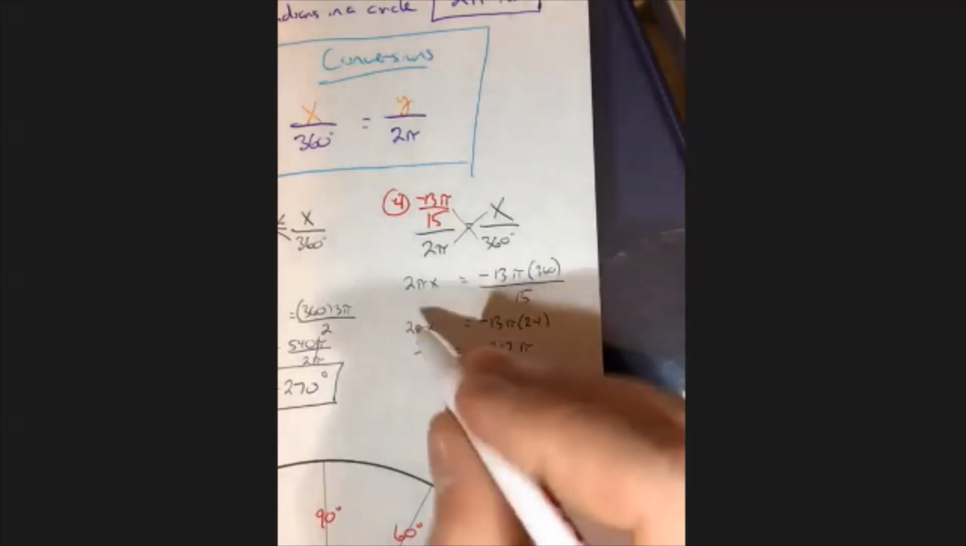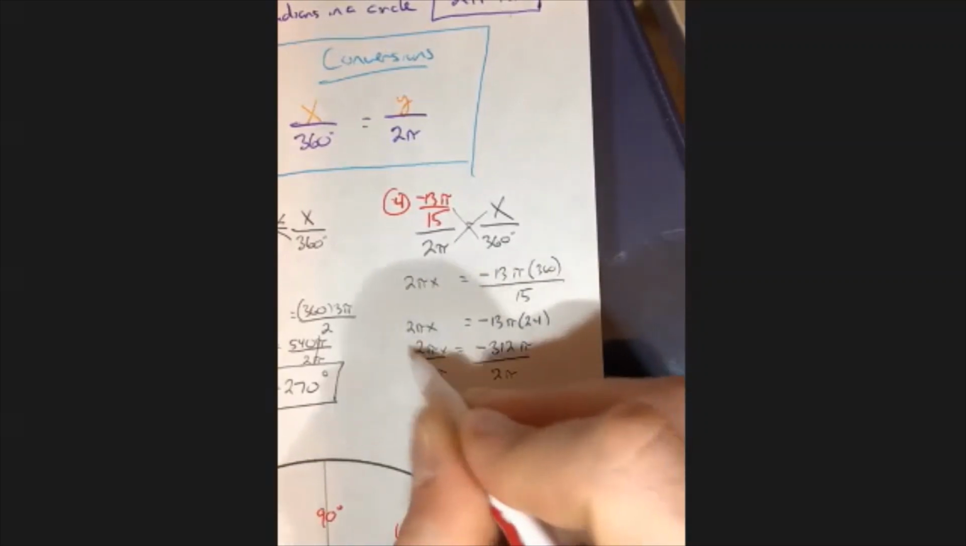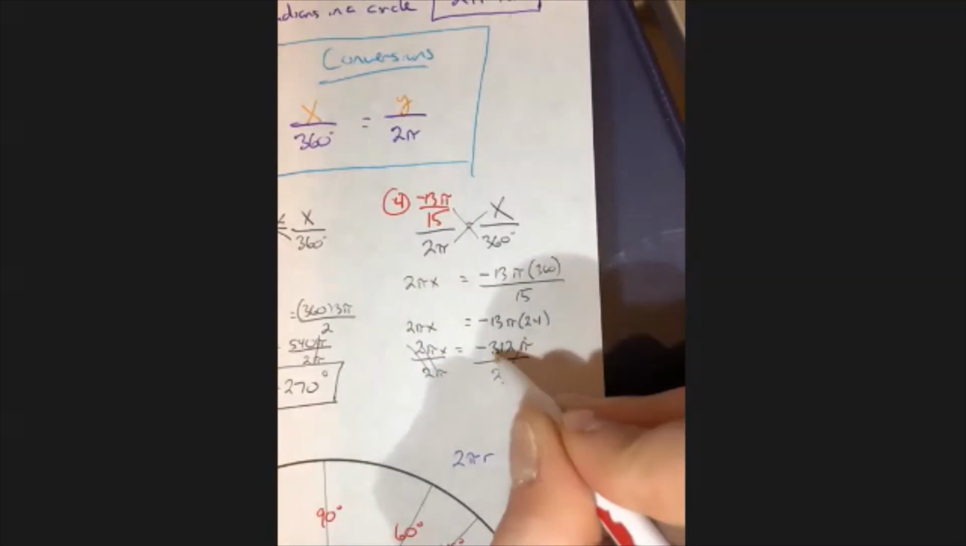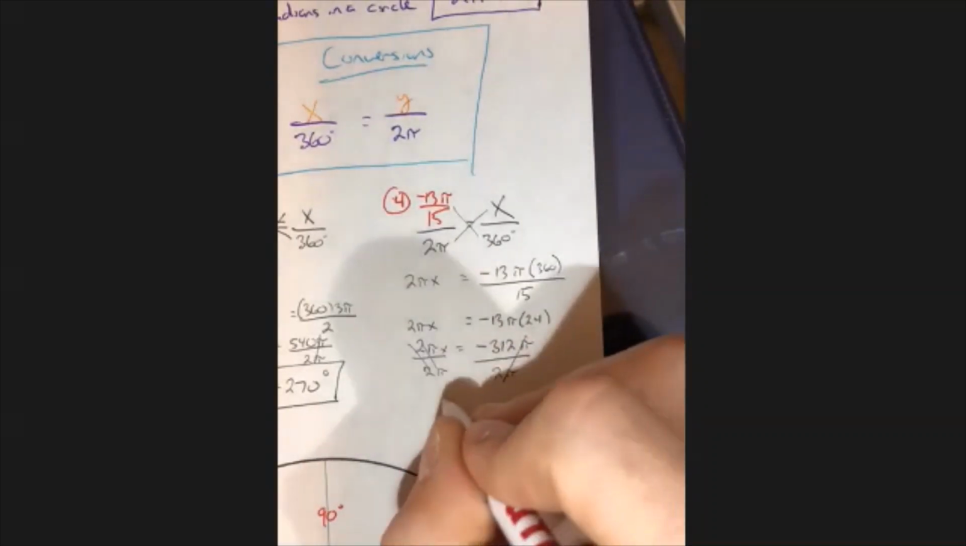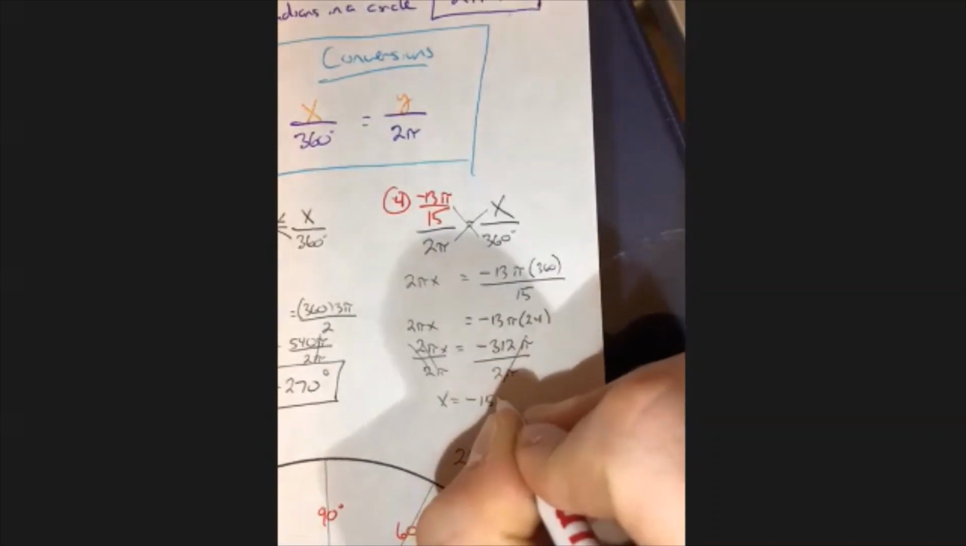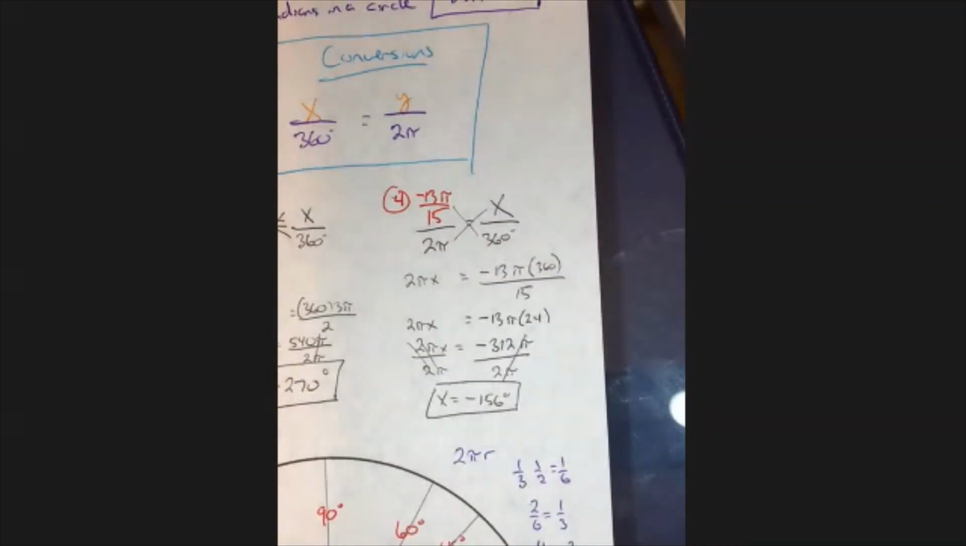The last step is I'm going to divide by 2 pi. Cancels out. The pi's cancel out. And 312 divided by 2, and we get x equals negative 156 degrees. And so this is the longer way of doing things.